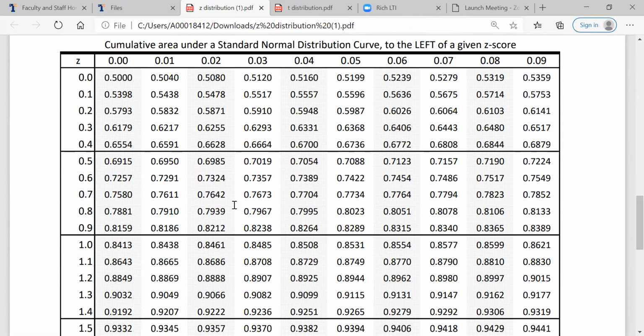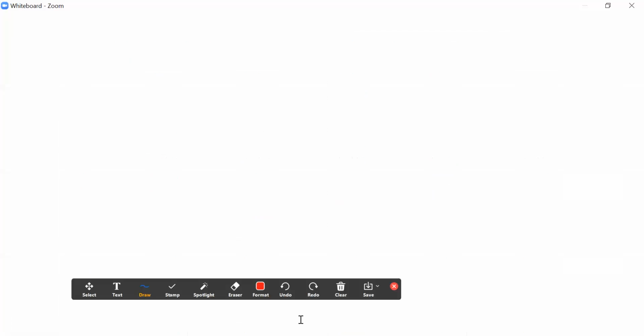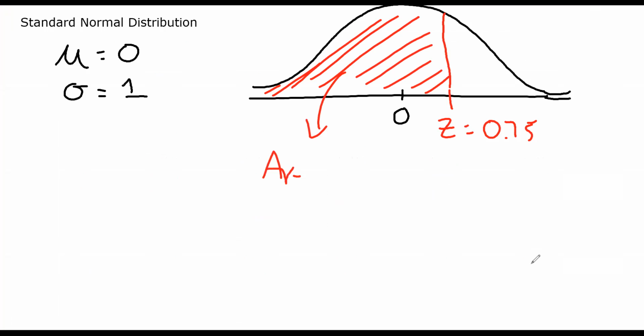So 0.75 would be right here, and the decimal that I just highlighted would represent the area to the left of that. So in this particular case, that area would be 0. I think it was 7734. Is that what it is? A second to go back there.